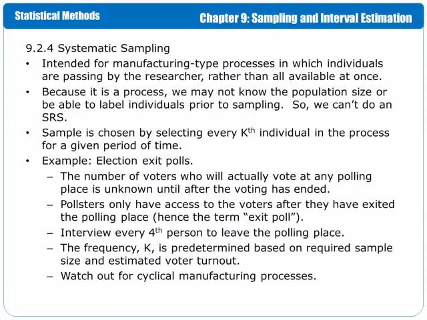Systematic sampling is intended for manufacturing type processes in which individuals are passing by the researcher rather than all available at once. Because it is a process, we may not know the population size or be able to label individuals prior to sampling, so we can't do an SRS. In systematic sampling, the sample is chosen by selecting every kth individual in the process for a given period of time. One example of that is the election exit polls.